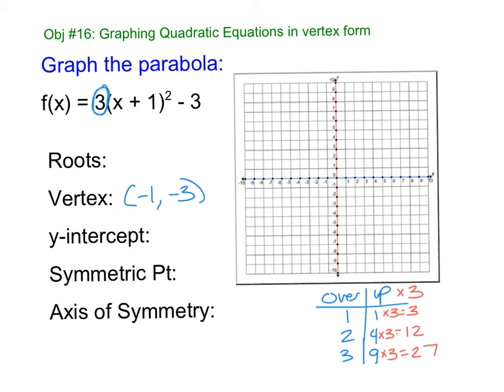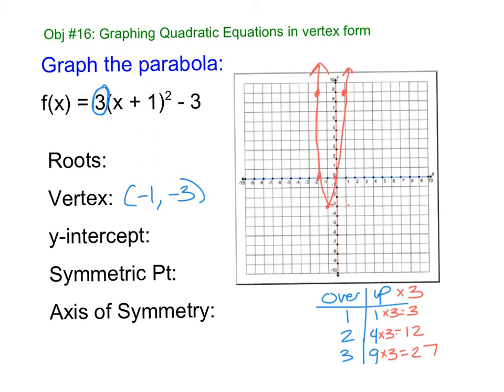So my vertex is still -1, -3. But now instead of going over 1, up 1, we're going to go over 1, up 3. Over 1, up 3. And then over 2, up 12. So I'm at 9. And then I can't fit the 27, right? That's too much. And that's my parabola. So it's just a skinnier version.